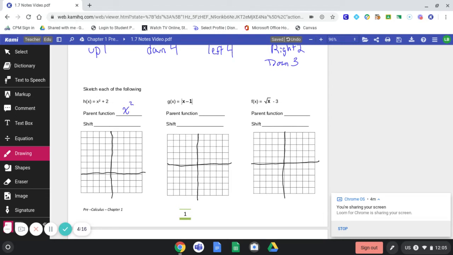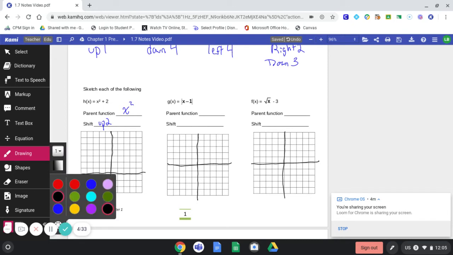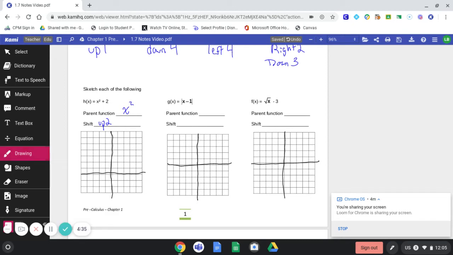Now, anything besides that parent function, if we were adding, subtracting, multiplying, anything to it, that's going to be a shift. So we have our x squared, we're adding 2 to it. That plus 2 is a shift, and it is moving up 2. So to help you draw this, I'm going to first sketch my parent function. I'm going to put my parent function in black, and then we're going to shift all those points up 2.